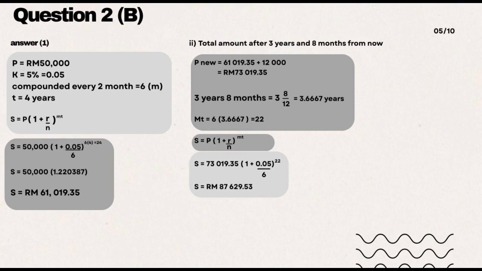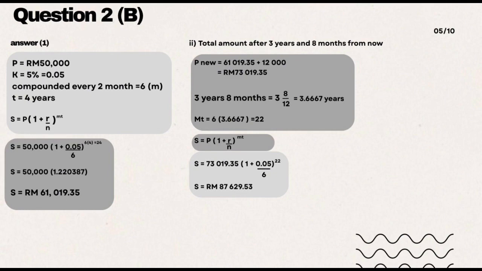Next, for part 2, Isma adds another RM 12,000 to the account today. So the new principal becomes P equals RM 61,019.35 plus RM 12,000. So the new P becomes RM 73,019.35. The investment then continues for 3 years and 8 months.